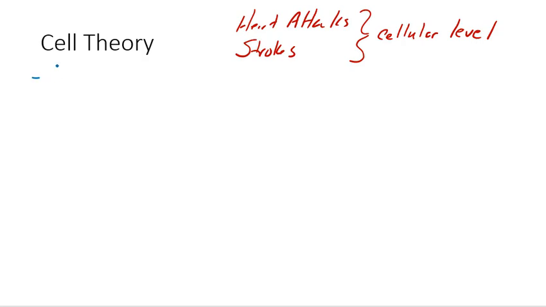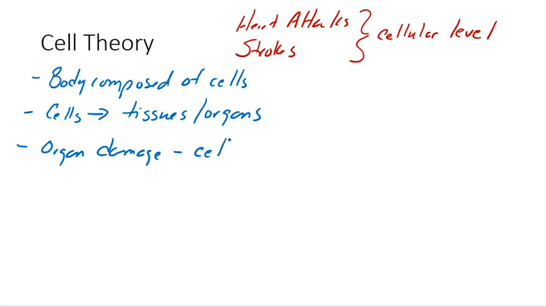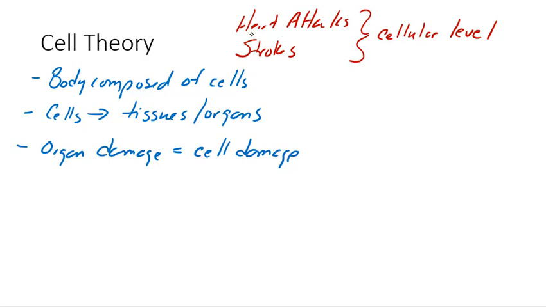Cell theory says that our bodies are composed of millions of cells. Different cell types are arranged in such a way to make up tissues and organs. When an organ is ill or injured, the damage is actually occurring at the cellular level. If enough cells are damaged, then the organ is not going to work very well. And when organs don't work very well, we run the risks of the organism, i.e. you, me, or our patients, will die.